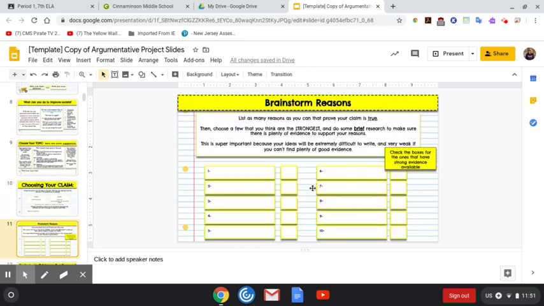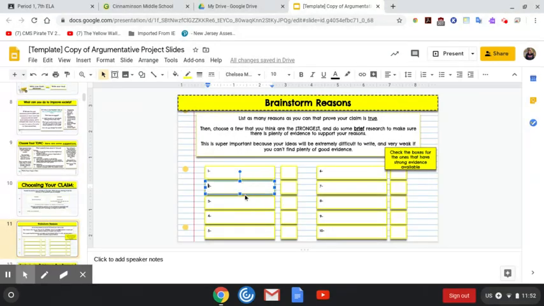The last thing you were doing in last week's lesson was to brainstorm a couple different reasons that your topic is a problem. So if I were choosing pollution, for instance, I would write down in my boxes a couple different reasons why pollution is a problem. Maybe I'd get to like 8 reasons. And then what I was doing here is kind of checking which ones would be my strongest.